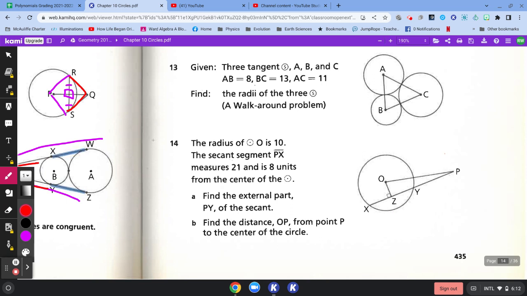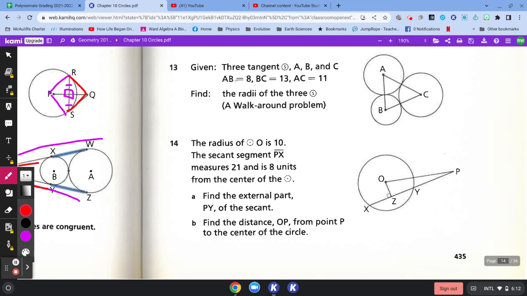We're going to do this walk around problem now, which is number 13. We got 3 tangent circles. That means they touch at one point here, here, and here, A, B, and C. And we know the radii of the 3 circles. And so we are going to try to find, we know the distances between the centers. We know the segments of the centers.